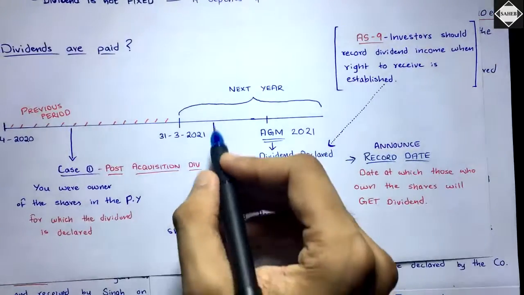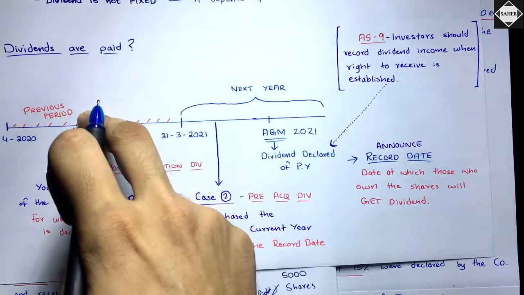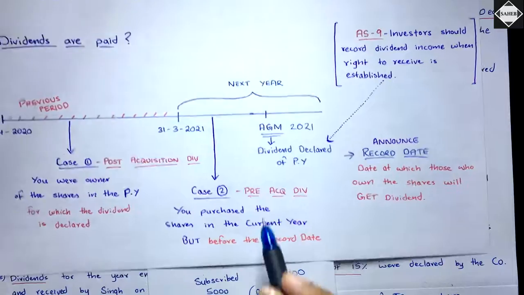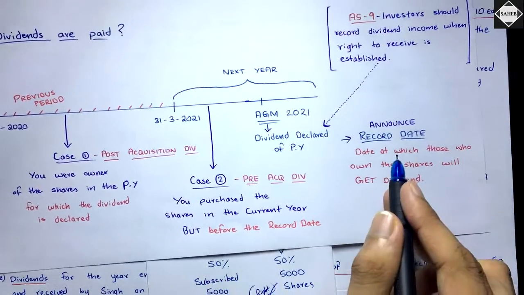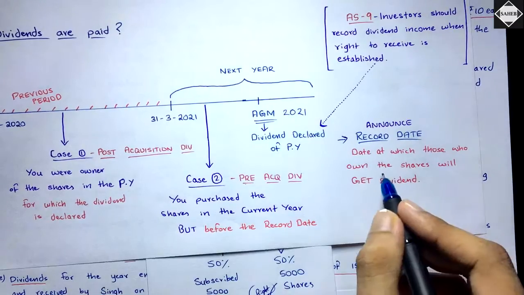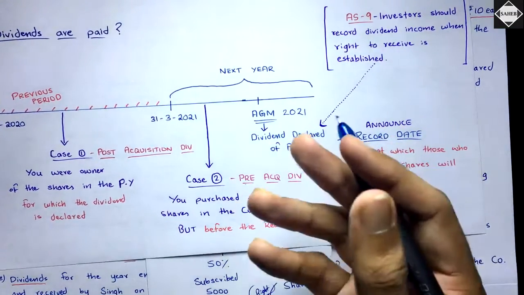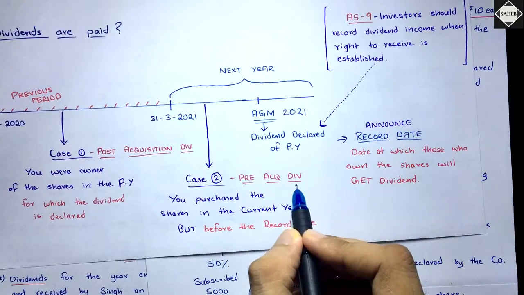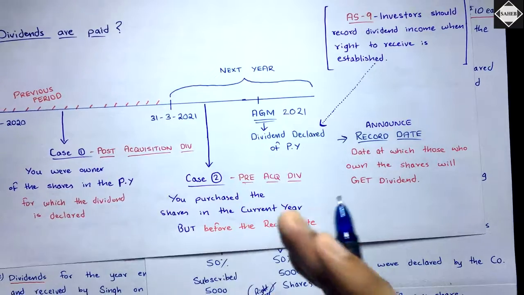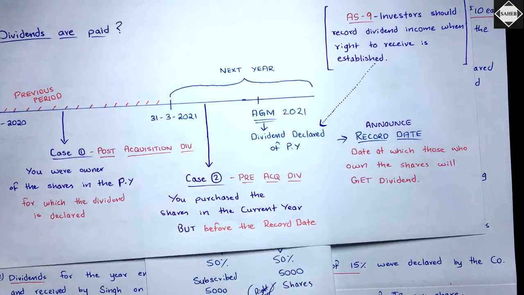And then if you're purchasing some shares in the current year from someone who had the shares in the previous period, but you are becoming the owner in this period, purchasing in the current year before the record date. Record date means the date at which those who own the shares will get the dividend. So your name is in the company's list on the record date, so you will get the dividend. That dividend is called pre-acquisition dividend, because you purchase the shares in the current year before the record date and you are getting the dividend of the pre-period.